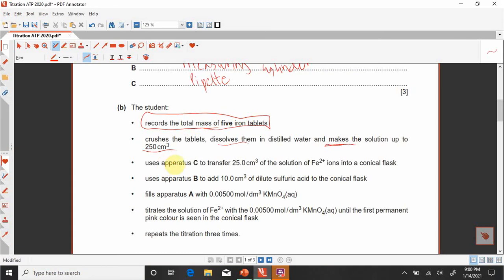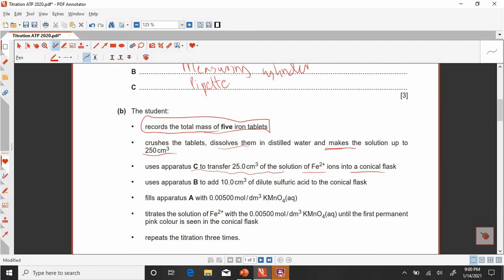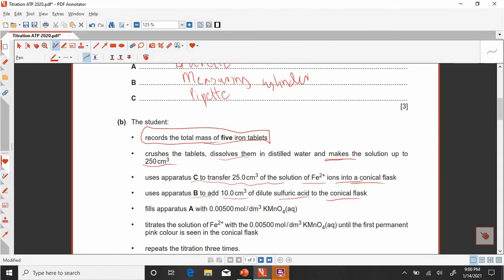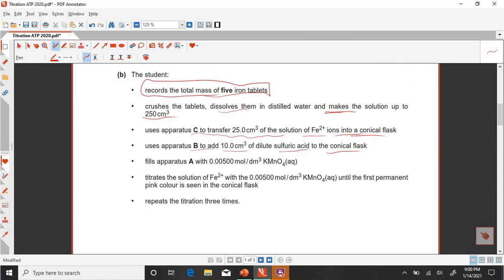Now look here, the student uses apparatus C to transfer 25 cm³ of the iron solution to the conical flask. As I told you, apparatus C is the pipette, and the pipette is used to transfer the solution from a beaker or volumetric flask to the conical flask. Then the student uses apparatus B, the measuring cylinder, to add 10 cm³ of dilute sulfuric acid to the conical flask.